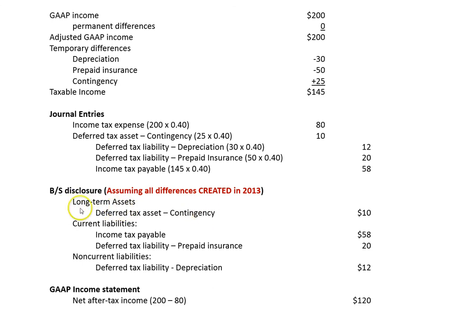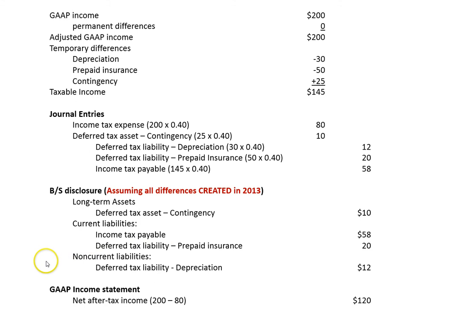These deferred tax asset and deferred tax liability accounts, whether they are current or non-current, is not a function of whether they're an asset or a liability. It's a function of when does management believe that that deferral will no longer be of value. And that's what determines whether it's long-term or current.